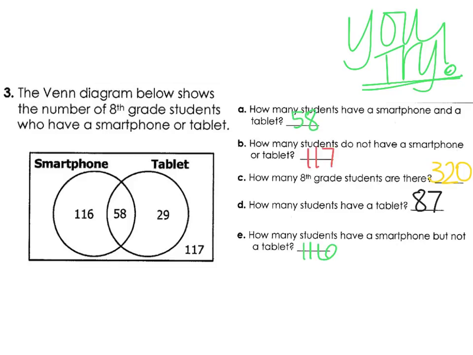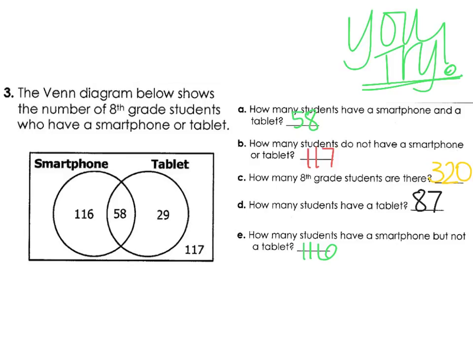All right, so here are your answers to this problem. Let's start with A. How many students have a smartphone and a tablet? Because of that keyword "and," we want to look for the part where they overlap. So 58 students have both a smartphone and a tablet, because that is where they're overlapping. How many students do not have a smartphone or a tablet? Here we would look at that number on the outside, because 117 students don't have either.